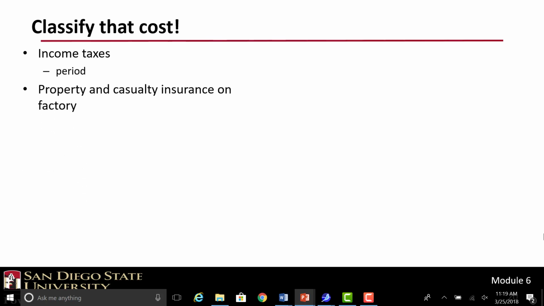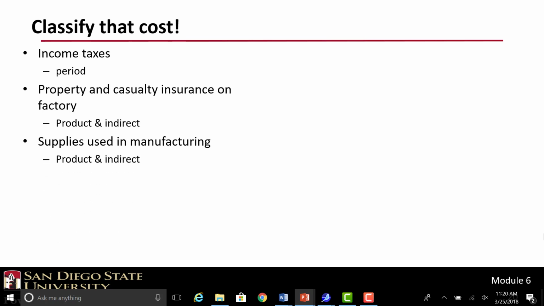How about property and casualty insurance on the factory? Well, if it's on the factory, then that's pretty much a product cost. And because really insurance isn't necessarily associated with the volume of what you're making, that's an indirect cost. Supplies used in manufacturing. So think of this as kind of the oil for our grill or for our fryer at McDonald's, right? So we don't really trace that to each set of fries we make, but it is a product cost. So that's product and indirect.